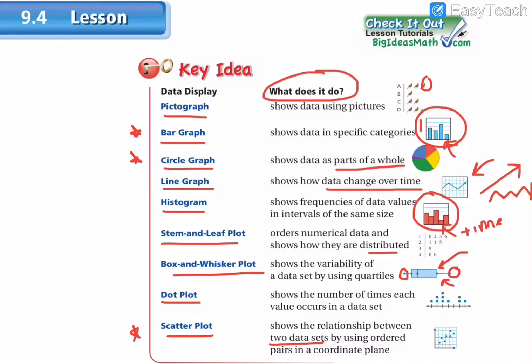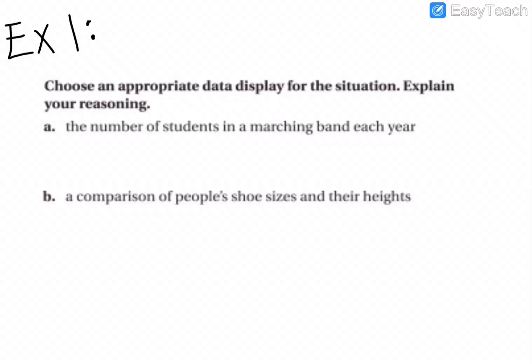So again, I forgot to put a star by this one, but the ones we are going to use the most are the bar graph, circle graph, line graph, and scatter plot. Okay, so that being said, let's jump into example 1. We are to choose an appropriate display for this situation and explain.